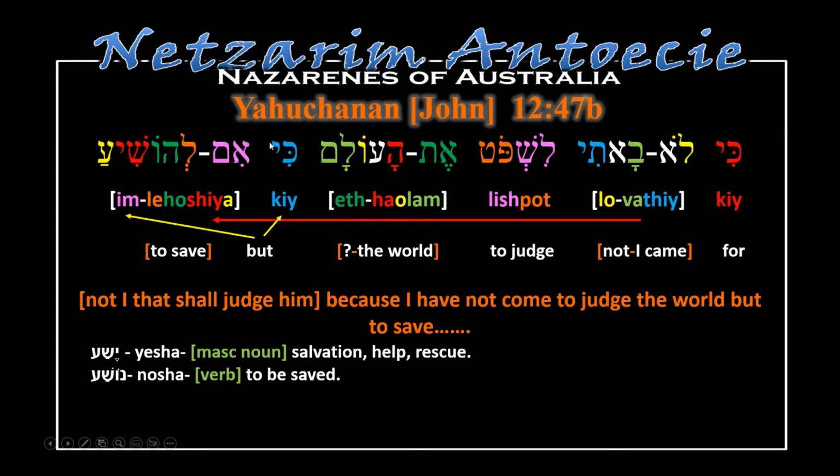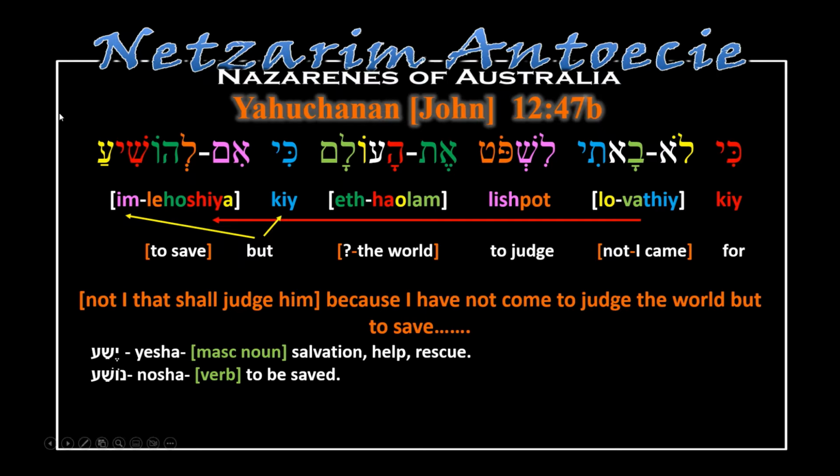Ki im. Now those two, they work together to give you a meaning of but. Le ho shia, to save. But to save. Not I shall judge him, because I have not come to judge the world, but to save. And then we've got Yesha, which is the masculine noun for salvation, help, rescue. And we see that in the name Yeshayahu, which literally means Yah saves.